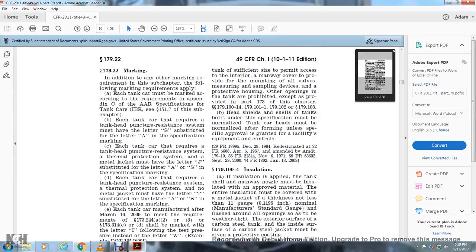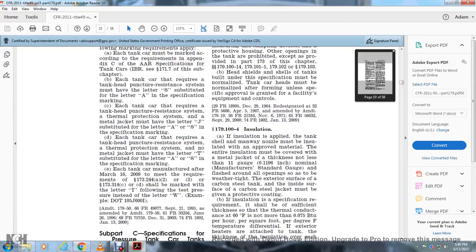Alright, 179.22 Marking. In addition to any other marking requirements of this subchapter, the following marking requirements apply. Each tank must be marked according to the requirements in Appendix C of the AAR specification for Tank Cars, IBR, see 171.7 of this subchapter. Each tank car required to have a tank head puncture resistance system must have the letter S substituted for the letter A of the specification marking. Each tank car requiring a tank head puncture resistance system, thermal protection system, and a metal jacket must have the letter J substituted for the letters A and S in the specification marking.